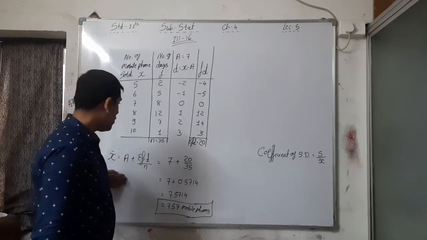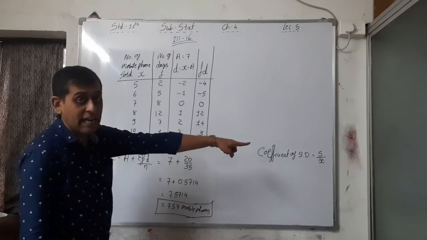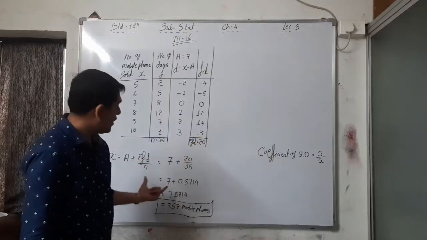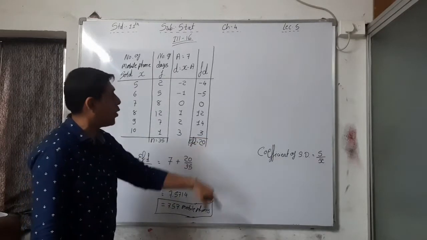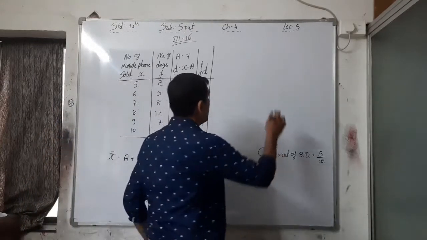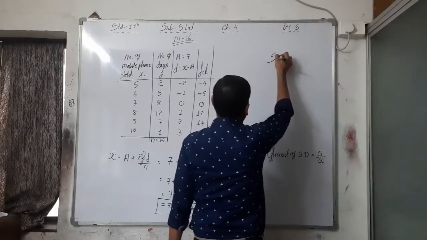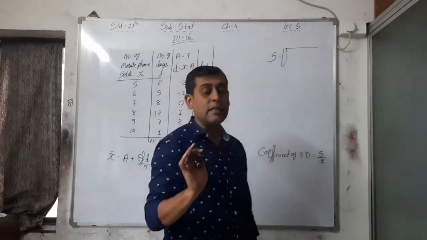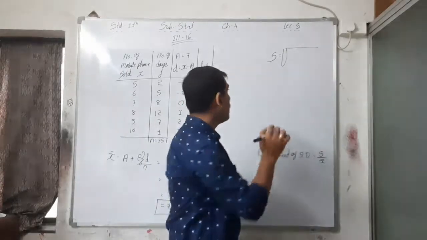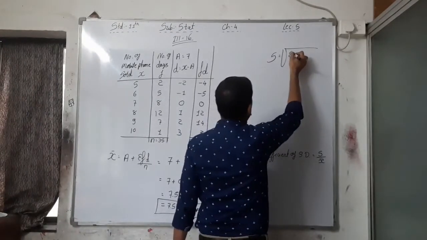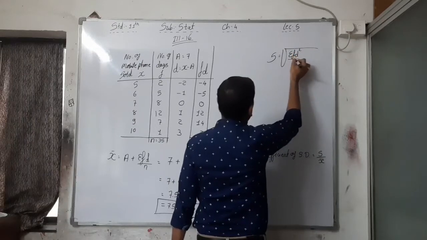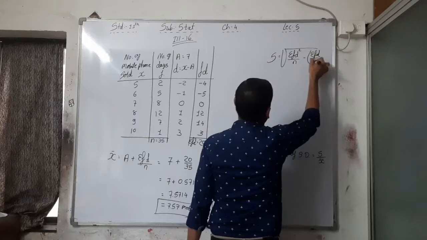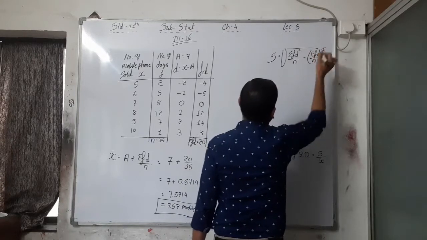Complete this. Now X bar is complete. Now we want s for the coefficient of standard deviation. Here X bar is already completed. Now for s, what is the formula? I am writing here. S is equal to, what is the shortcut method formula for the discrete group data? Square root of sigma fd square upon n minus sigma fd upon n whole square.